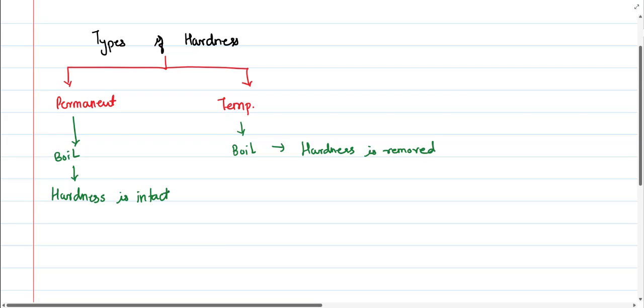The hardness does not go away. It means the components that impart hardness to that water, the hardness causing salts, do not leave just by boiling. So such type of water which on boiling does not lose its hardness is said to have permanent hardness, and the materials that induce such hardness are called permanent hardness causing agents.